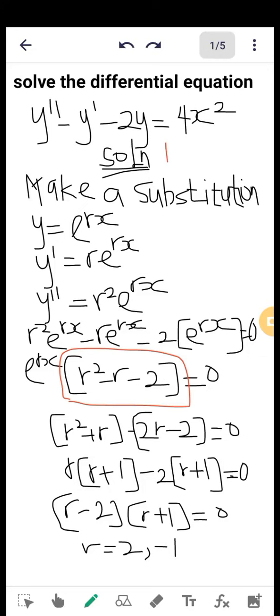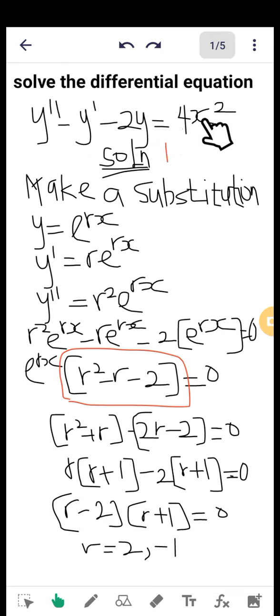Solve the differential equation y prime prime minus y prime minus 2y equals 4x squared. So we can see that this equation is a second order differential equation, and also it is a constant coefficient.